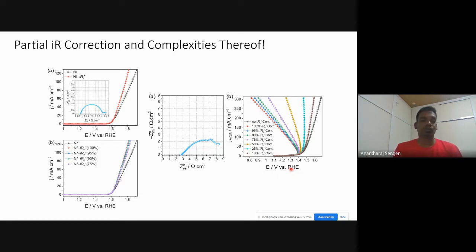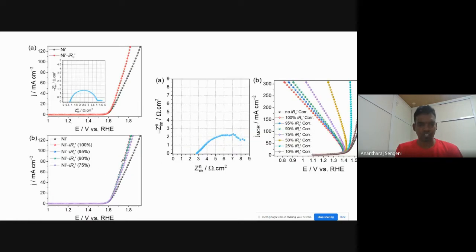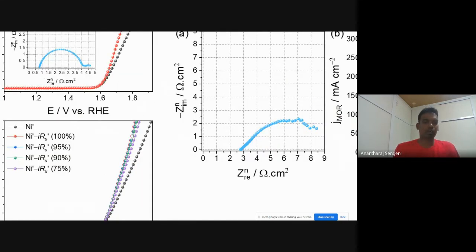Okay, there are also cases where 100% IR compensation is still possible, but people somehow wanted to perform just partial IR drop compensation. An example is this: a nickel hydroxide electrode with normalized impedance shown as an inset. You can see this is 100% IR compensation, and I have also plotted the partial IR drop compensation: 95%, 90%, and 75%. As you can see, the 90 and 95% are almost the same.